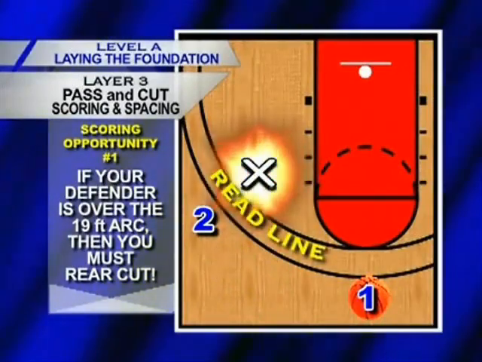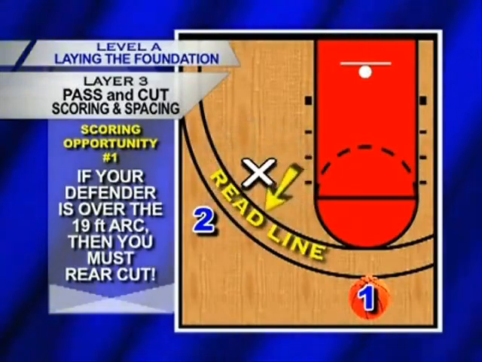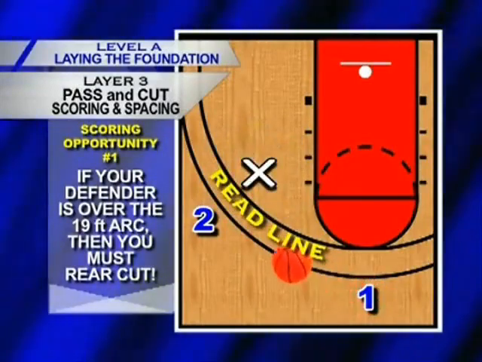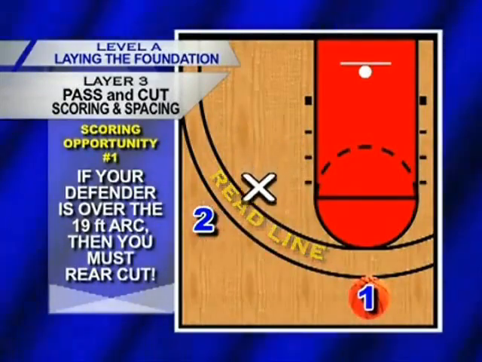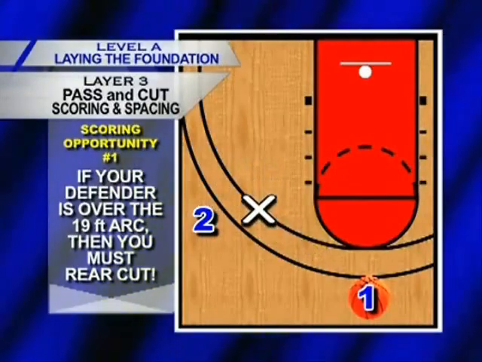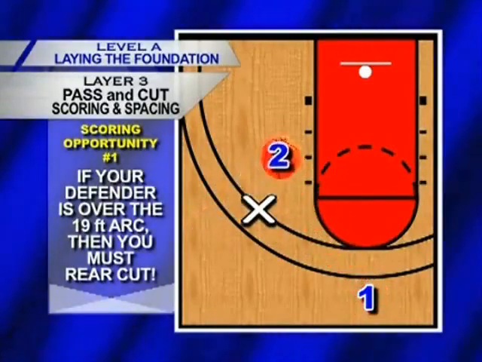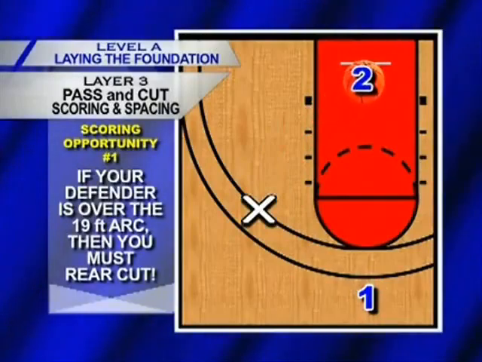If the defender or the receiver is behind the arc, then your teammate is open and you can pass the ball. If your defender is over the 19-foot arc, then you must basket cut. There are no signals, just go.